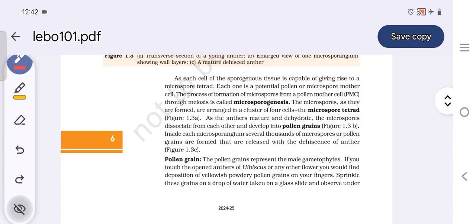Now, how does the anther release the microspores? What happens is, as they mature, they dehydrate. That is, they lose water and become more and more dry. When it becomes dry, the microspores develop into pollen grains. They dissociate from each other. That is, they get separated. And how many pollen grains would be formed inside each of these microsporangia? Several thousands.